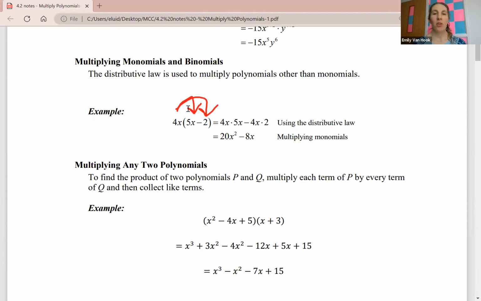And then, of course, the next term, 4x times 2, is just 8x. And we're done. We don't combine them because these are not like terms. The variables do not have the same exponent, so we can't combine them. Our final answer has two terms, 20x squared minus 8x. That's using the distributive property or distributive law. And then for some longer polynomials, that's the next example you see here.